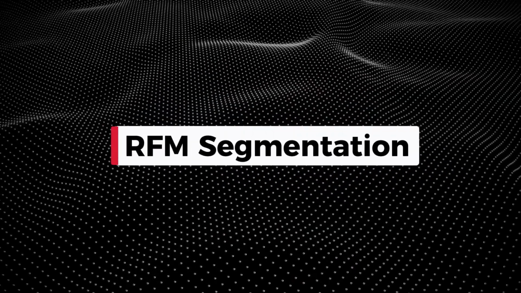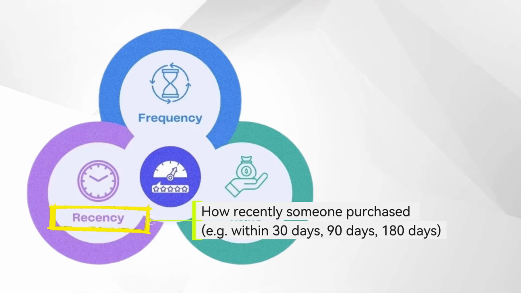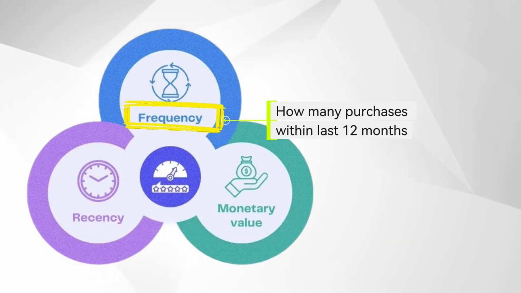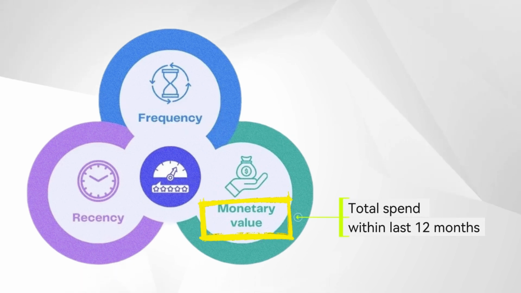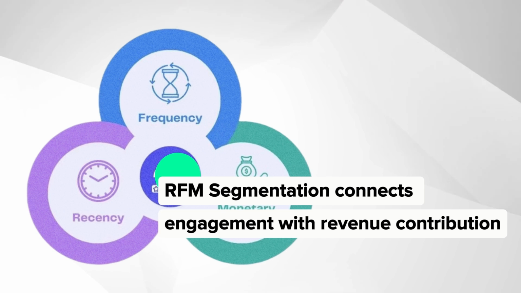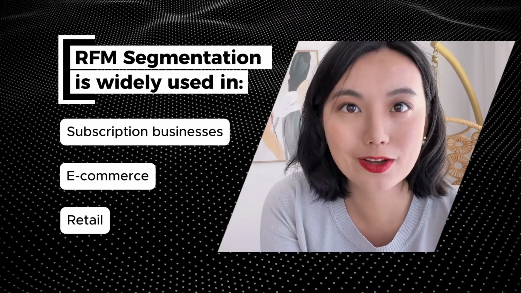The next one is used a lot: RFM segmentation. RFM stands for recency, how recently the customer purchased, within 30 days, 90 days, 180 days. Frequency, how many purchases within the last 12 months. Monetary, total spend within the last 12 months. This method connects engagement with revenue contribution. It is widely used in retail, e-commerce, and subscription businesses because it's practical and data-driven.